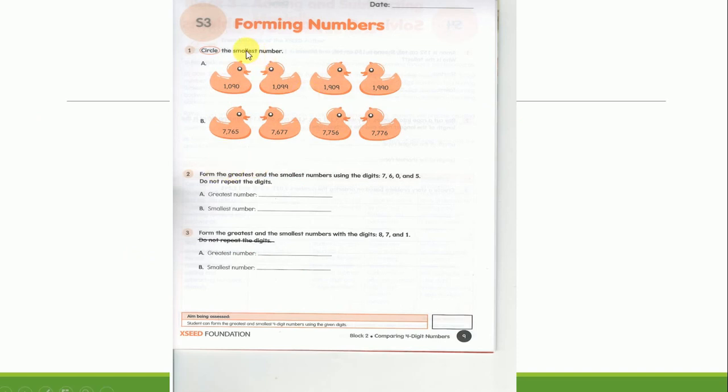Now open your workbook. Yes, forming numbers. Question number 1, 2 you can do it. Question number 3, the last question, there is a small correction over there. Question number 3, it is given, form the greatest and the smallest number with the digits 8, 7 and 1. Down it is given, do not repeat the digits. That you can strike out, because as we are having only 3 digits given here, we have to repeat 1 digit over there and then we have to form the greatest number and the smallest number. Okay.